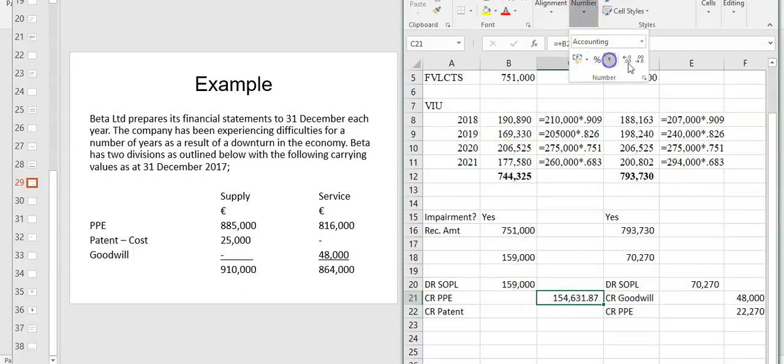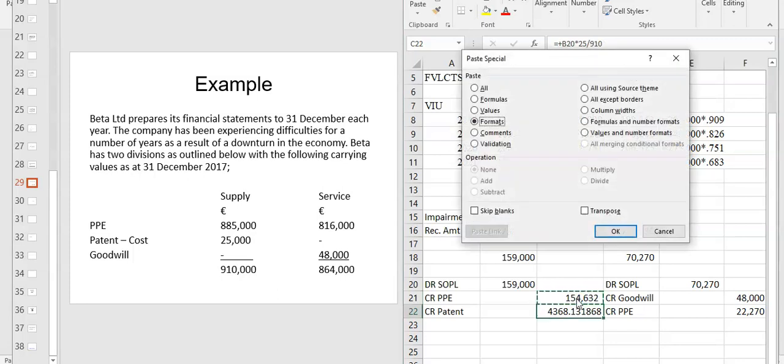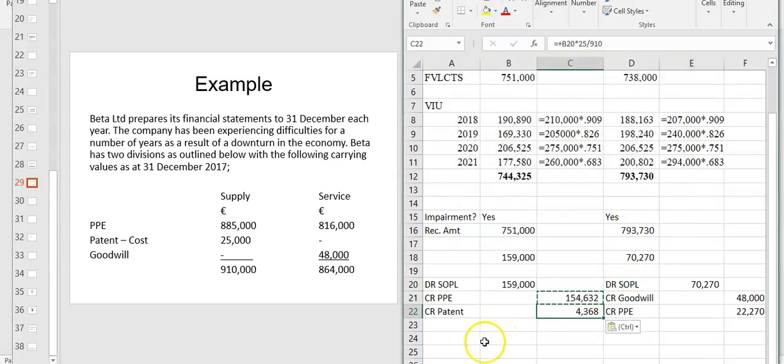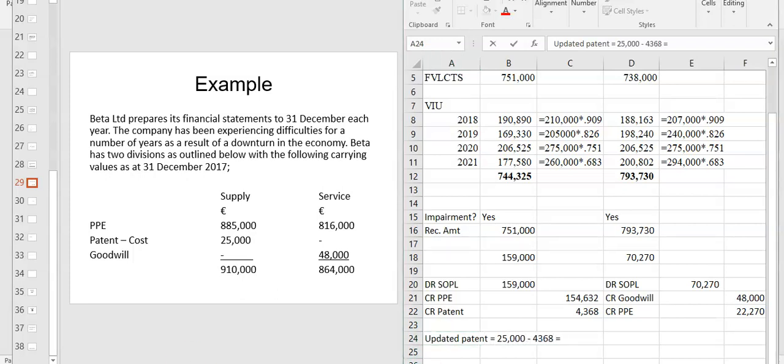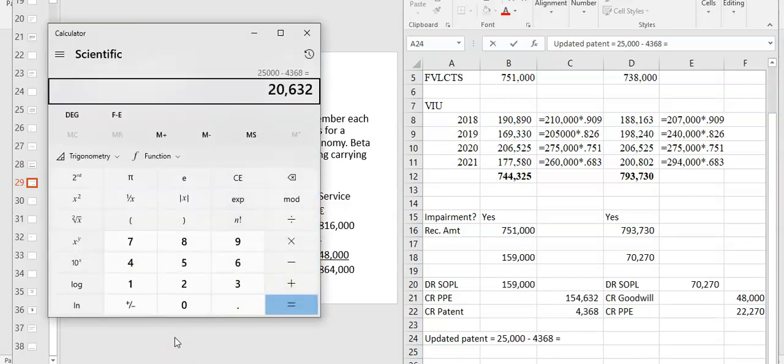So again, we'll just tidy that up to single figures. And you do the same for the patent. The patent is going to get 25 over 910, which is about 3% of the overall impairment loss is allocated to the patent. And that is about, if we tidy it up as well, just for presentation, about 4,368. So updated patent is 25,000 minus 4,368. Just to prove it, 20,632.